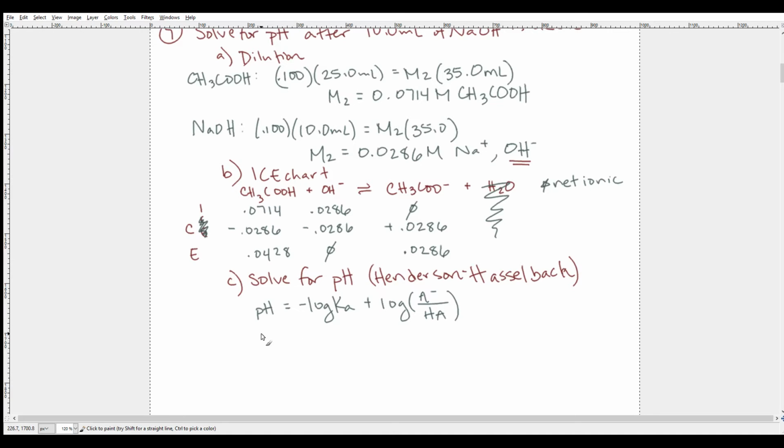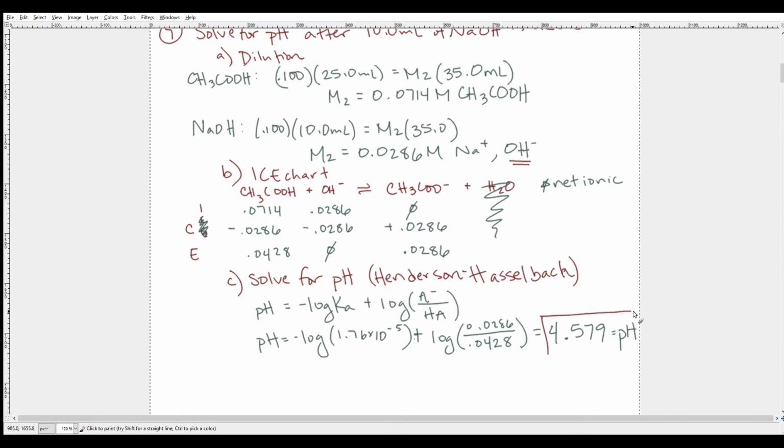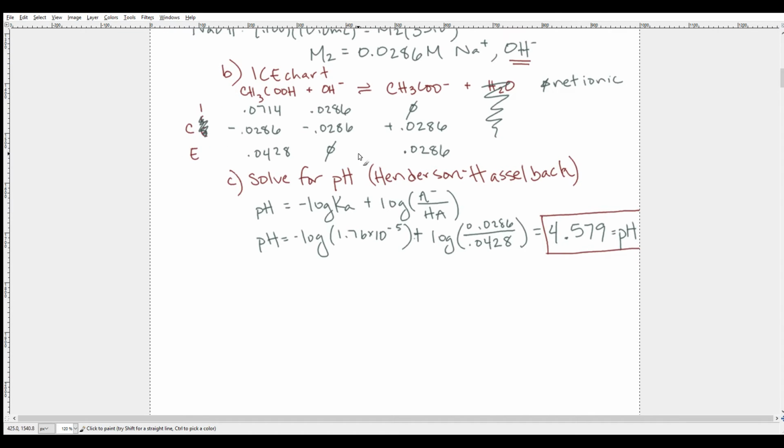So let's plug in some numbers. pH is equal to the negative log of the Ka, which was given earlier as 1.76 times 10 to the negative 5, plus the log of, so this comes from the ice chart, the A minus is the acetate ion, so 0.0286. The initial acid was our acetic acid, 0.0428. And if you plug in this mess, you end up with a pH of 4.579. So this is the pH when you have added a small amount of our strong base to our weak acid. So take note, when you are doing problems that involve a weak substance with a strong substance and it's a titration, you need to use the Henderson-Hasselbalch equation.